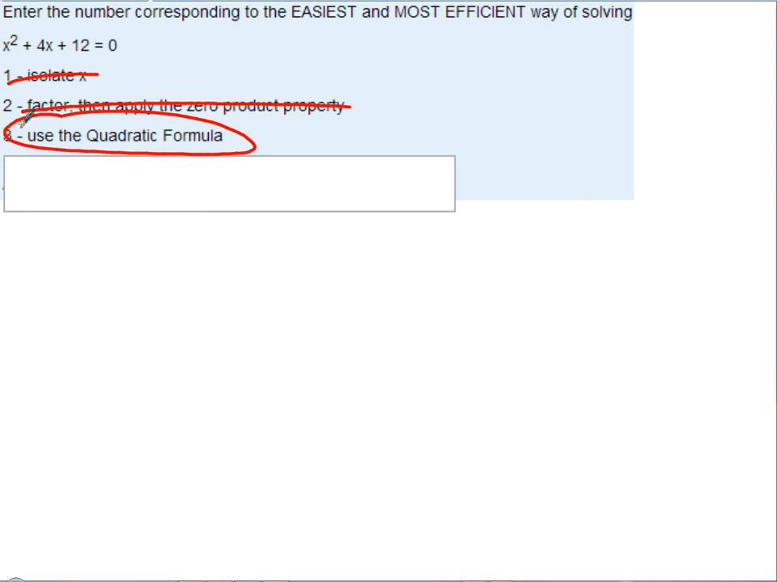Multiply to 12, add to 4? What if the number does divide into those? We'll see one like that. If there's a 2 in front of x squared, then we could divide both sides by 2, and I've got an example like that that we'll see.